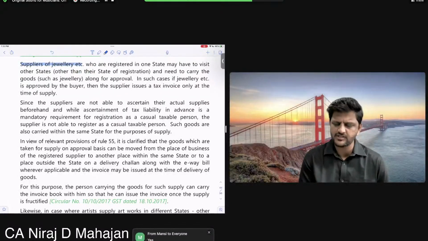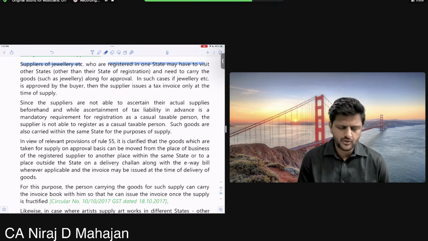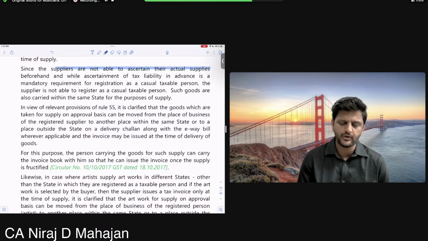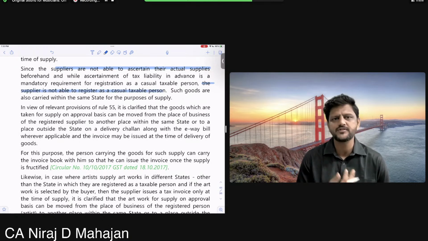Okay? So suppliers of jewelry etc. who are registered in one state and may have to visit another state, and need to carry the goods along for approval. In such a case, if the jewelry etc. is approved by the buyer, then the supplier issues a tax invoice only at the time of supply. Since the suppliers cannot finalize their actual supply beforehand, the supplier is not able to register as a casual taxable person, okay? Because they cannot be certain.